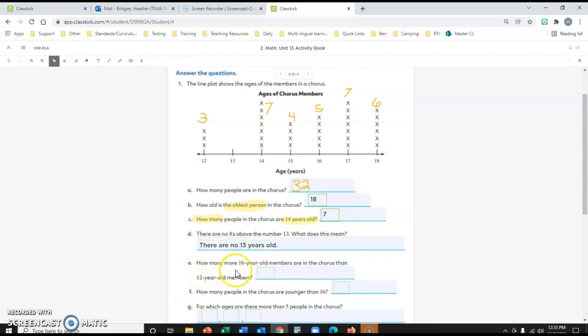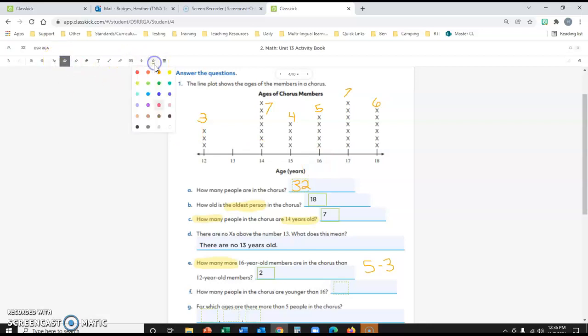E, how many more 16-year-old members are in the chorus than 12-year-old members? Okay, so how many more? That's our key word to show that we are subtracting. So first I'm going to see how many 16-year-olds there are. There are 5. And then how many 12-year-old members? There are 3. If I want to know how many more of one than the other, I'm going to subtract. See that 5 minus 3 is 2. There are 2 more 16-year-olds than 12-year-olds.